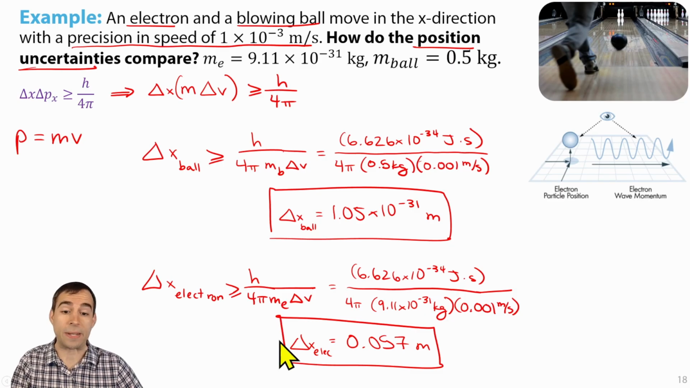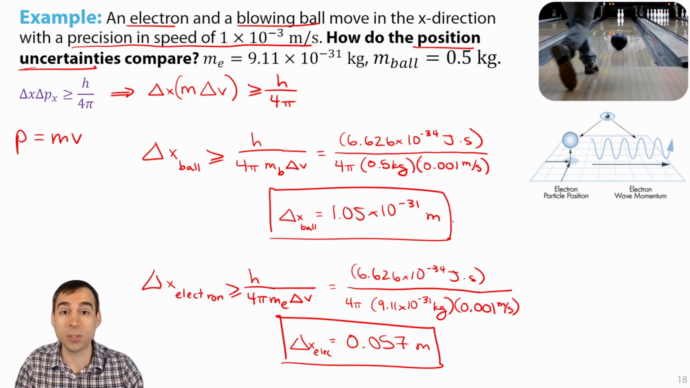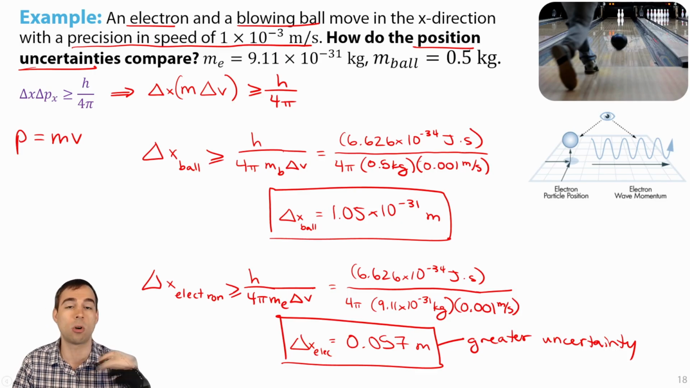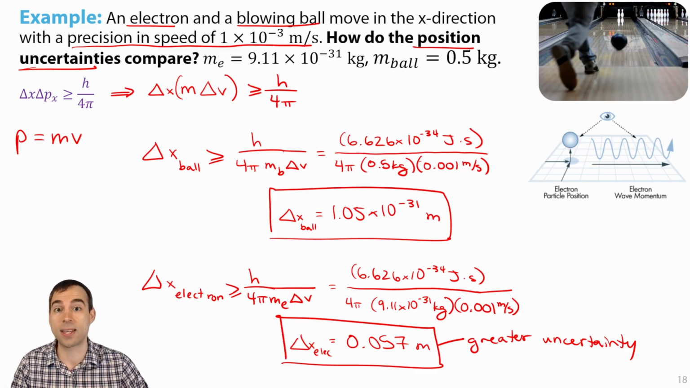So our uncertainty in position for the ball is very small. In other words, for a macroscopic object, we can very easily tell where that object is based on its mass and momentum. However, the small object, the electron, is moving with the same uncertainty in its speed, and we have a much greater uncertainty in our position, and so it is much more difficult to tell exactly where that small quantum mechanical particle is given this uncertainty in its speed because of its small mass.